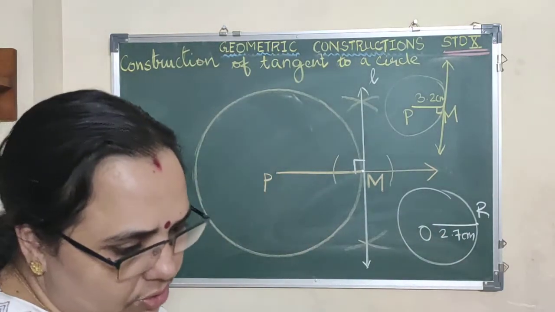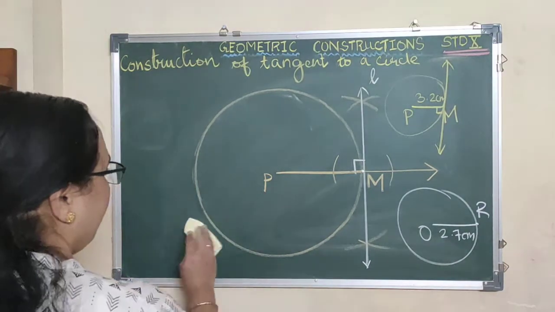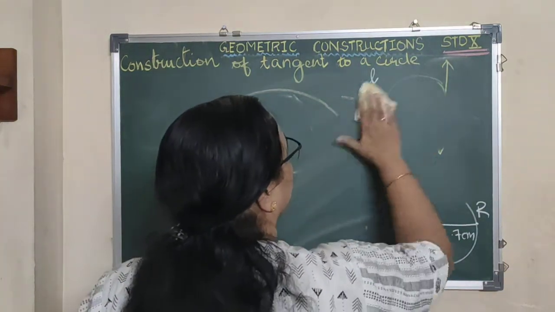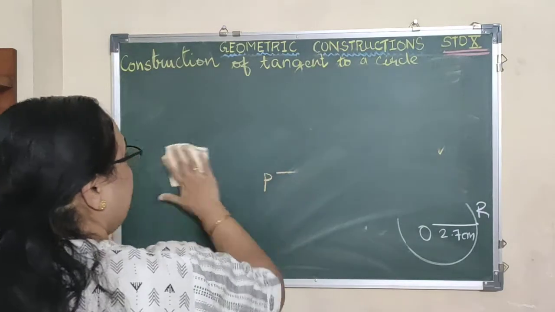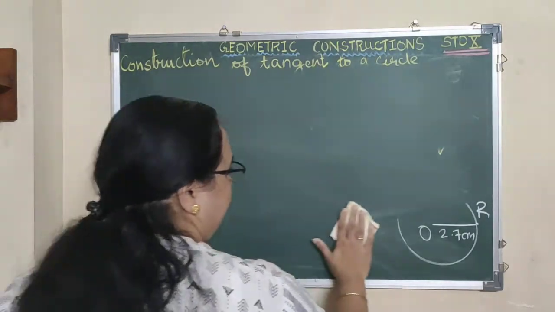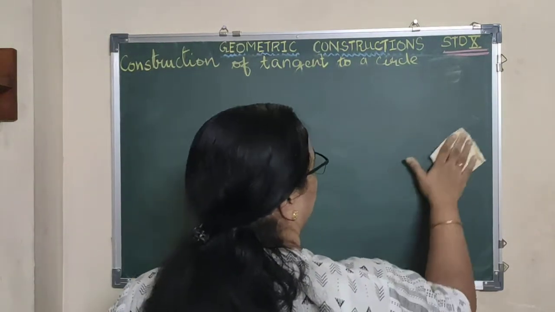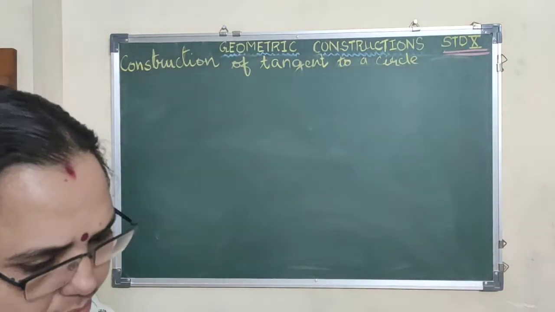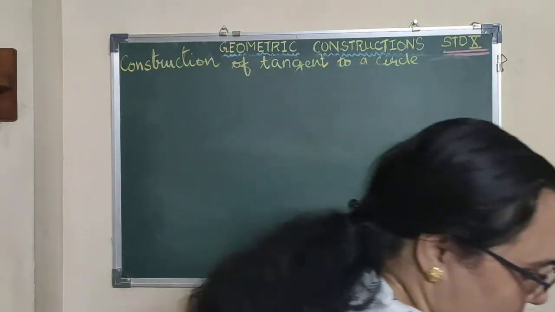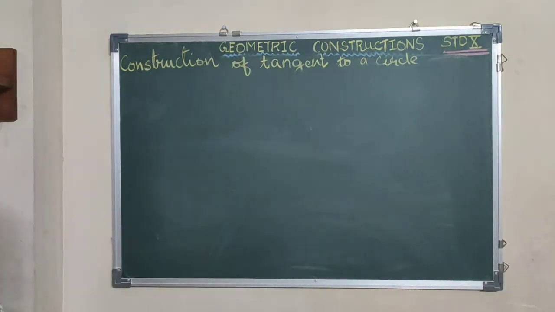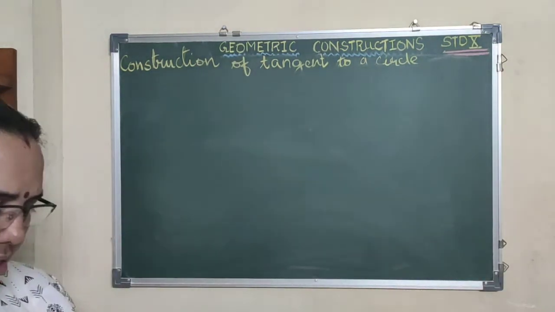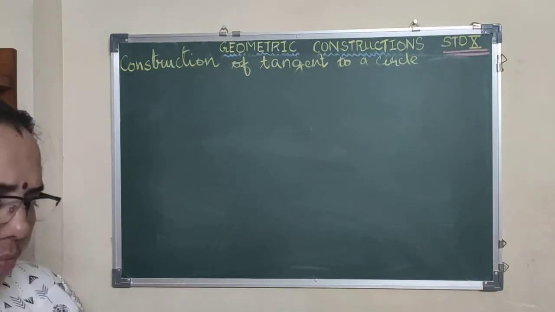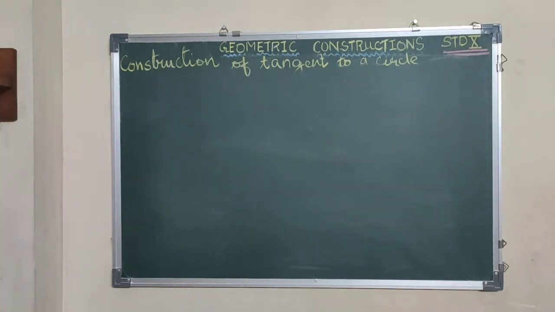Now we go next to sum number 4. Yes, sum number 3 is different because the question says without using center. We'll come to that method later. We go for the sum number 4. What does it say? Draw a circle of radius 3.3 centimeter. Draw a chord PQ of length 6.6 centimeter.